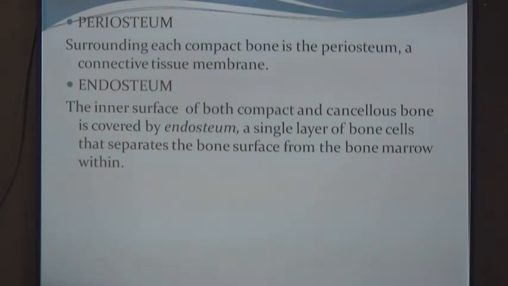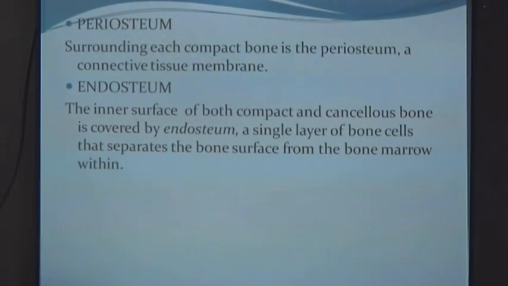You read clearly. See, surrounding each compact bone is a periosteum. This is nothing but the connective tissue membrane. It has a profuse blood supply, once you enter the periosteum, the blood flow will be more.